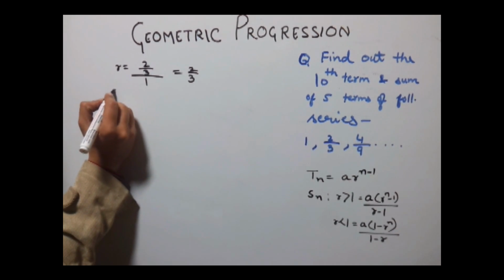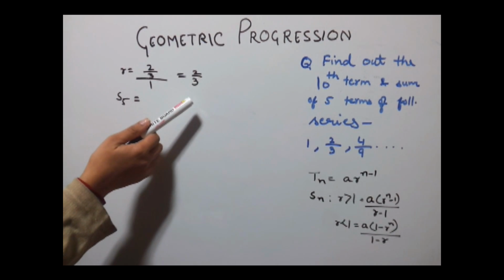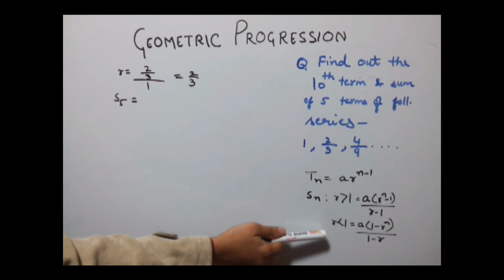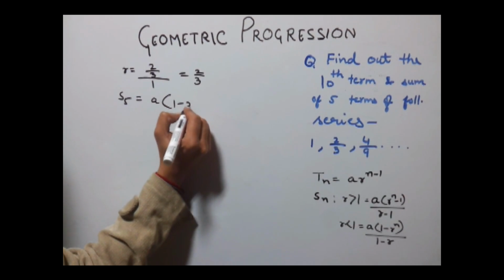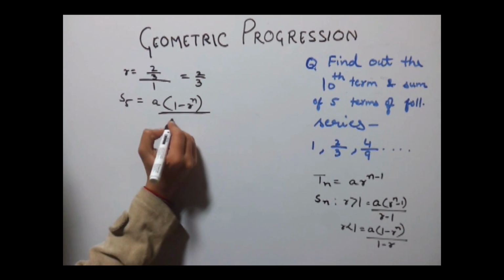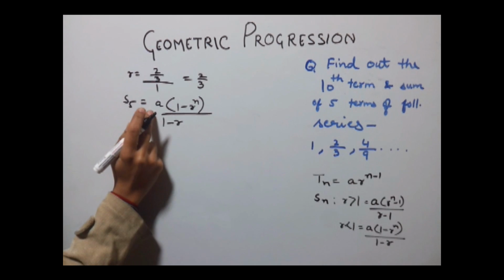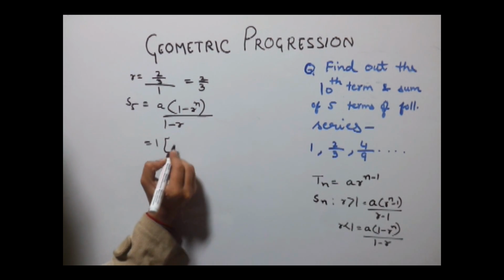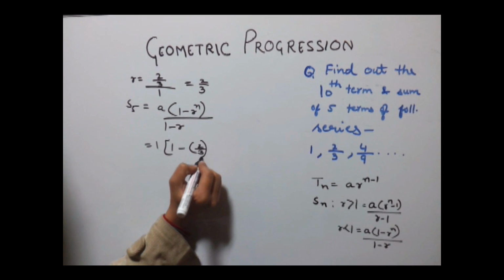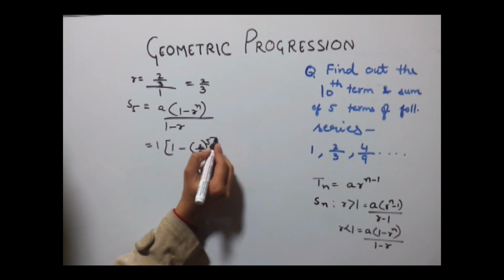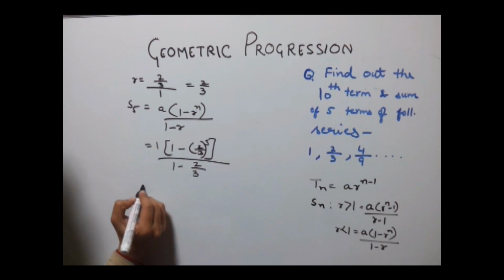Now we need to find the sum of the first 5 terms. Here, as r is less than 1, we will use the second formula, which is a into 1 minus r to the power n divided by 1 minus r. The value of a is 1 over here, into 1 minus 2 by 3 to the power 5, divided by 1 minus 2 by 3.